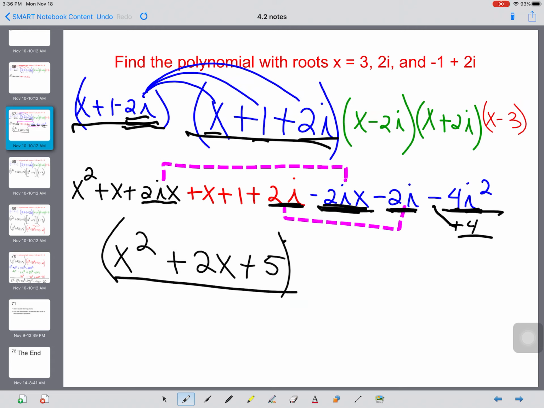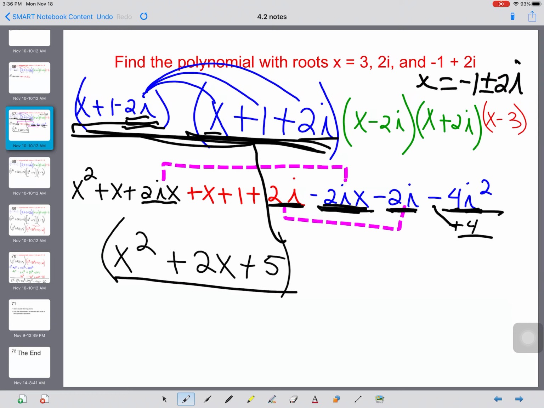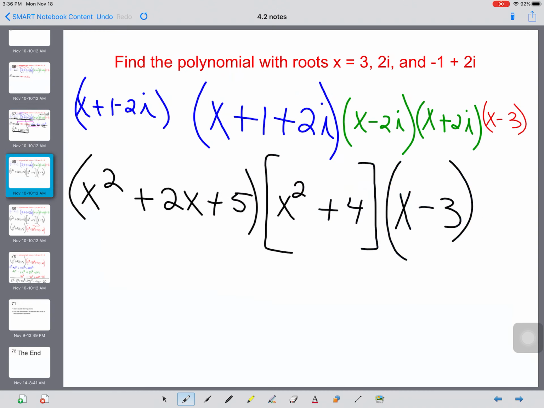So if you did the quadratic formula on this, you would end up with those two factors, or x equals negative 1 plus and minus 2i. Now I'm going to do the green ones together. Save this, don't let it go away. So when I FOIL this, x times x is x squared, look what happens in the middle. Those guys cancel out. And then negative 2i times positive 2i, that would be negative 4i squared, and i squared is negative 1, so that becomes plus 4. Again, all the i stuff cancels out.